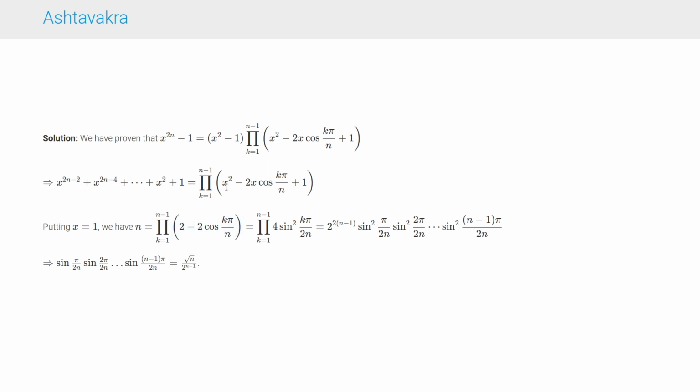Alright. So if you put x is equal to 1, this will become 1 and this will become 1. So this will become 1 plus 1, 2. Now 2 minus 2 cos k pi by n will be 4 sin square k pi by 2n. That will be equal to 2 to the power 2 into n minus 1 sin square pi by 2n sin square 2 pi by n up to sin square n minus 1 pi by 2n. Now once we have this, we can say that the left hand side is equal to square root of n by 2 to the power n minus 1.